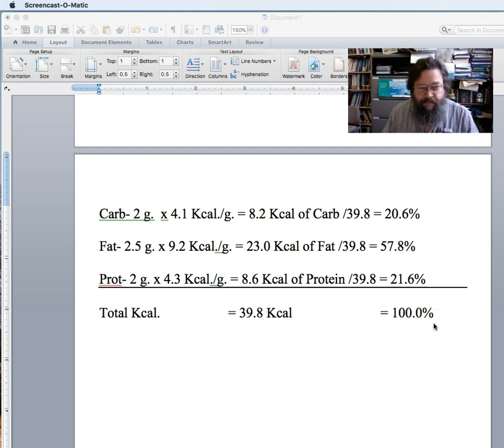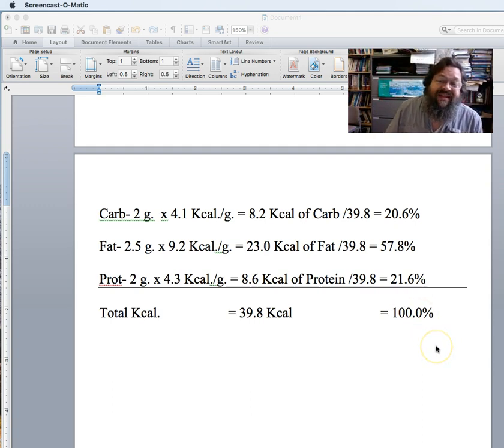Rather than just taking my word for these calculations, I would suggest that you go back in the film and get just the numbers and go through and do your own calculations. See if your calculations come out to be the same as mine, because you'll need to be able to do these calculations on your own for your own food item that you pick.